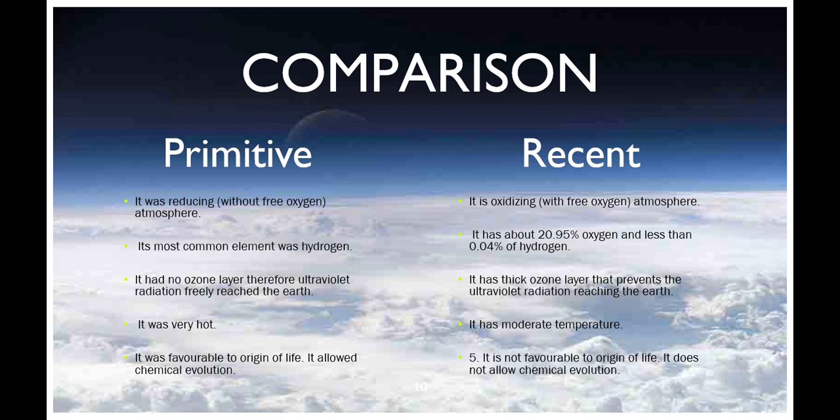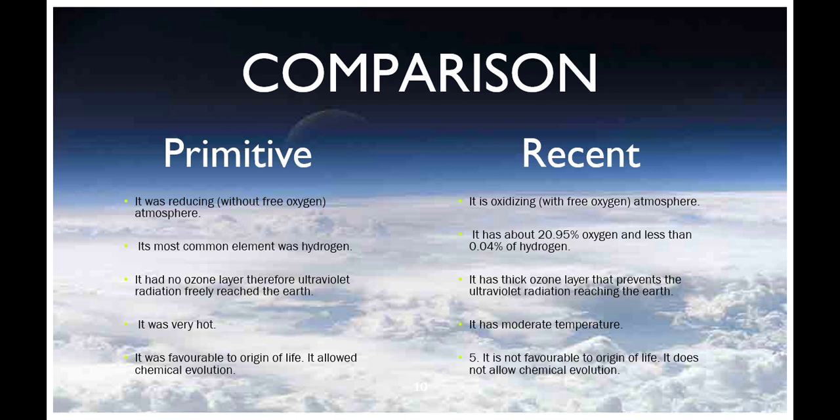Next, we shall look over the comparison of our primitive Earth's atmosphere and the recent one. The primitive atmosphere was a reducing atmosphere, that is, it was without free oxygen. Its most common element was hydrogen. It had no ozone layer, therefore, ultraviolet radiation freely reached the Earth. It was very hot. It was favorable to the origin of life and it allowed chemical evolution.